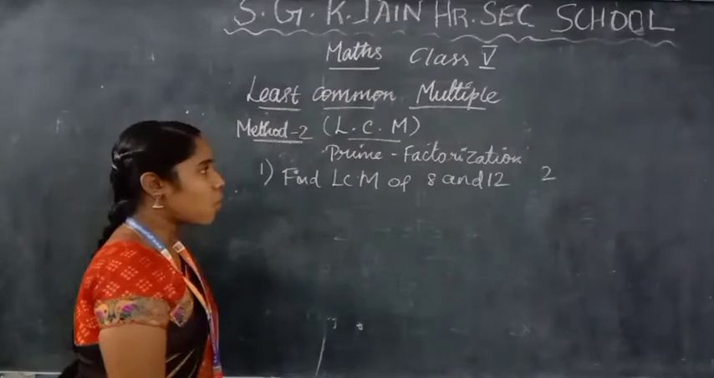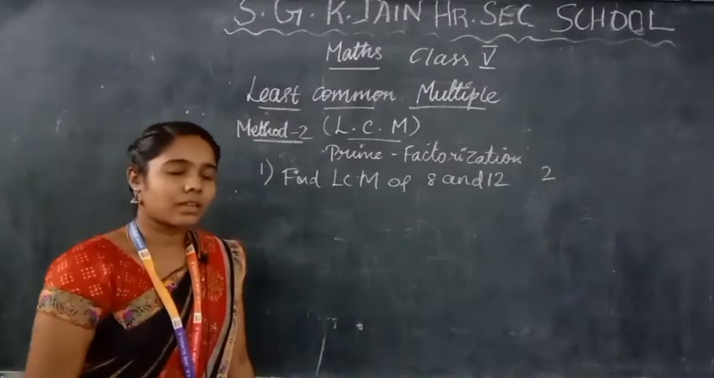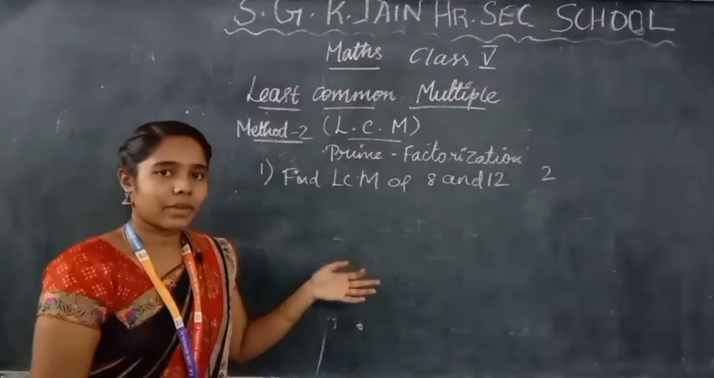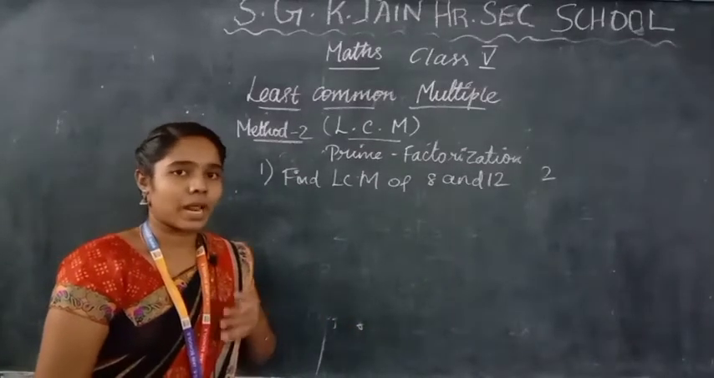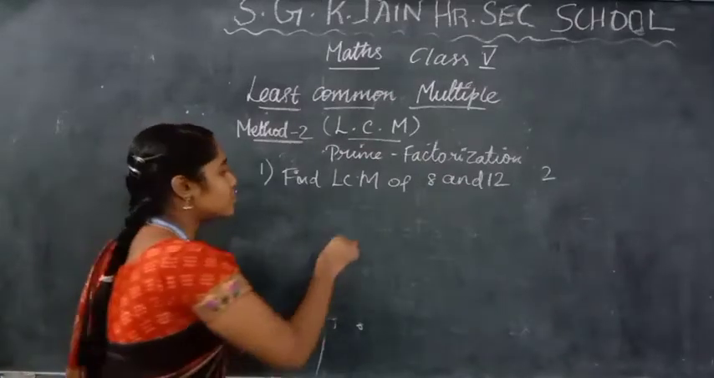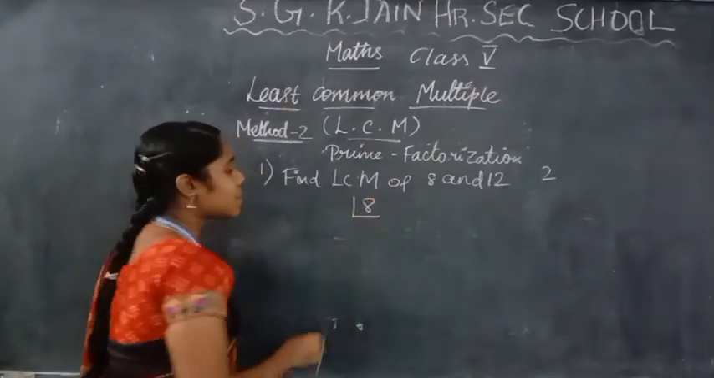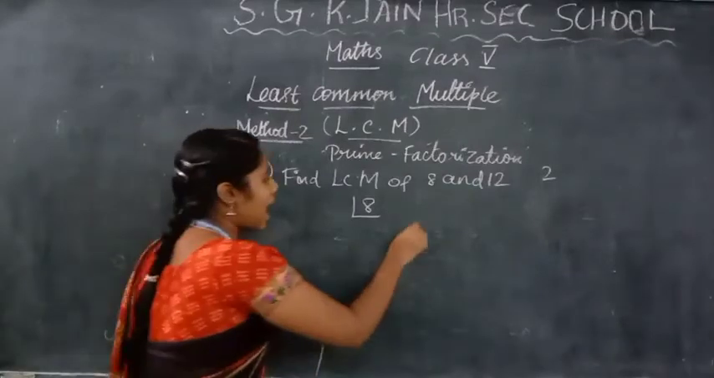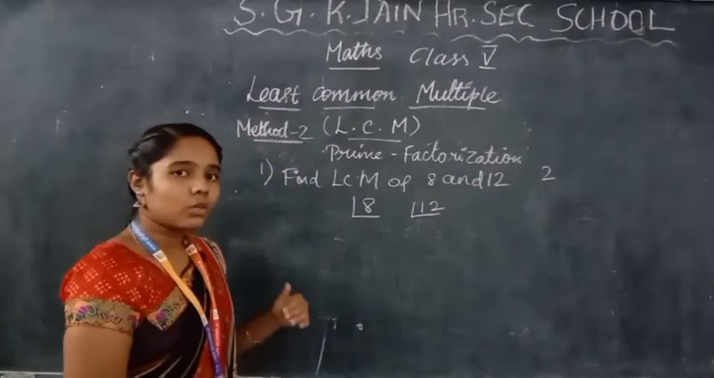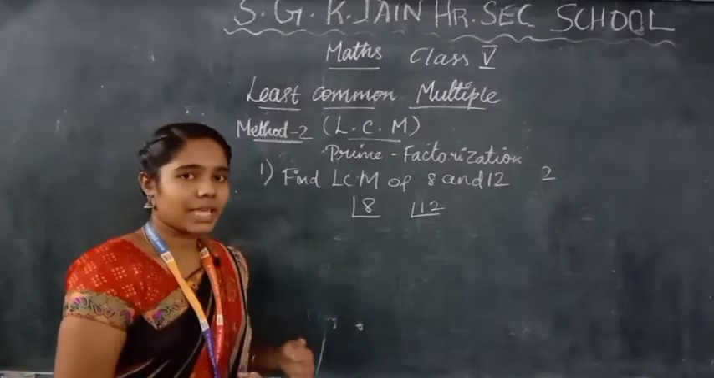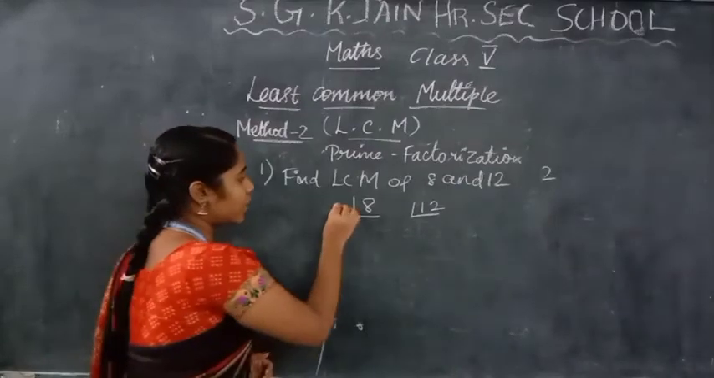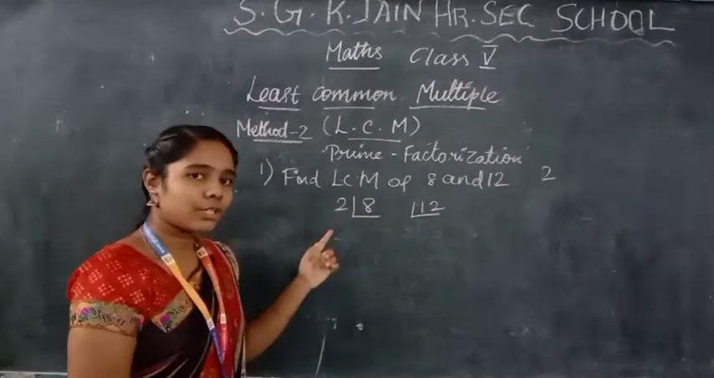Yes. So what is prime factorization method? The name itself is telling you we have to factorize the given numbers using the prime numbers only. Okay, we learned about the prime numbers, right? So we have to factorize this 8 and 12 using the prime numbers. So using the least prime number will be easy. So which is the least prime number? 2.